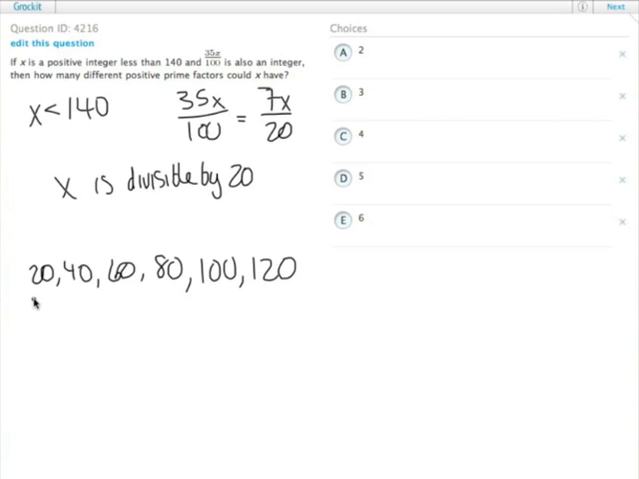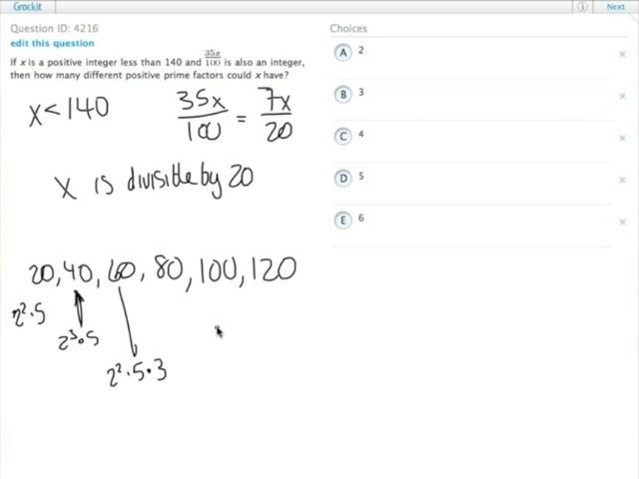So the prime factorization of 20, it's 4 times 5, and 4 is 2 to the second power times 5. 40 is 8 times 5, which is 2 to the third times 5. 60 is 4 times 15, so it's 2 squared times 5 times 3.